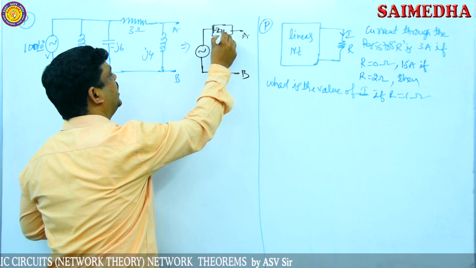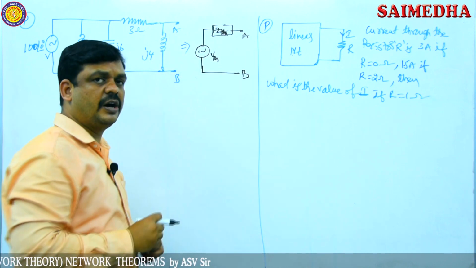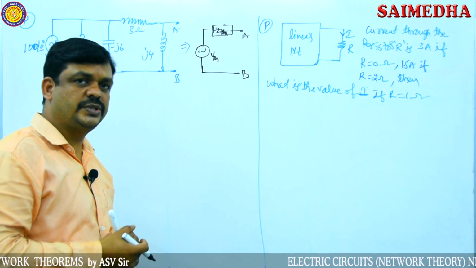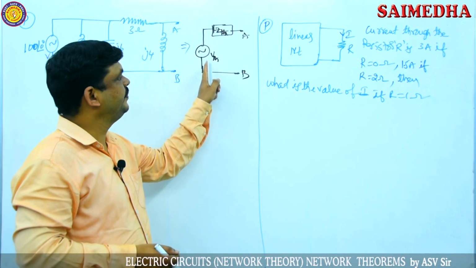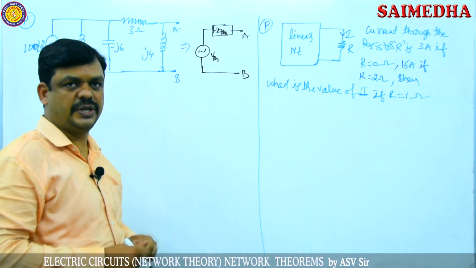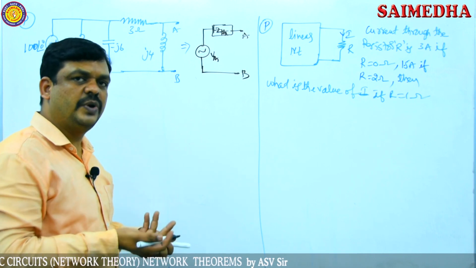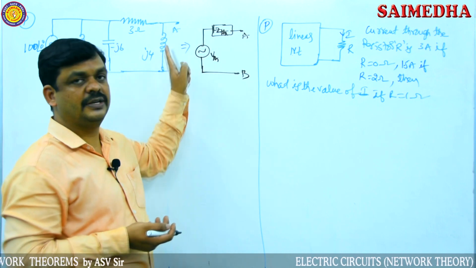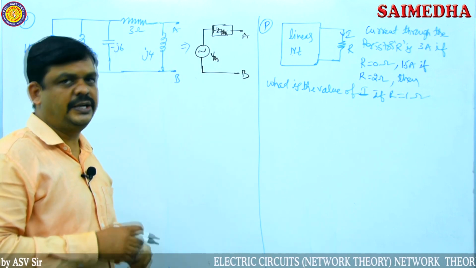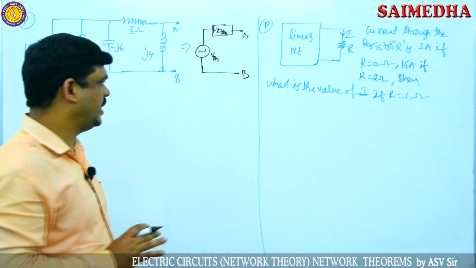That impedance is also called Z Thevenin, or ZS, source impedance, or equivalent impedance, and this voltage is V Thevenin, the Thevenin's voltage. V Thevenin is nothing but the open circuit voltage, and Z Thevenin is nothing but the equivalent impedance between the A and B terminals. Now we have to find out those values.